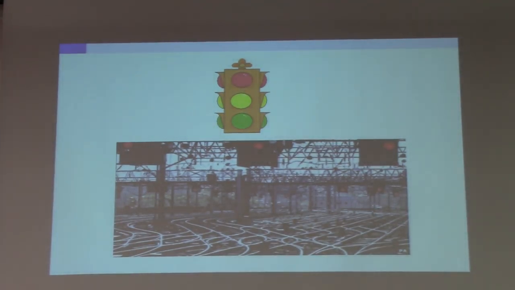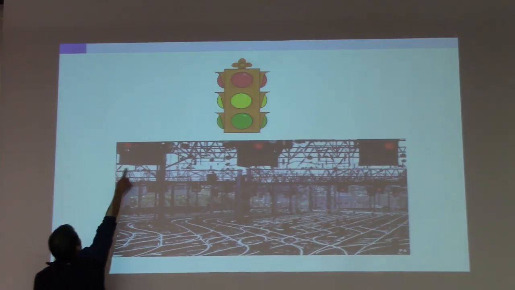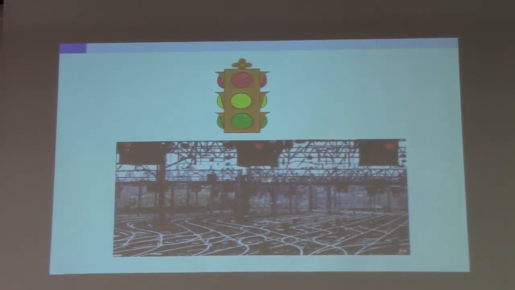So, I explained to you what a semaphore is about, right? At the very beginning of the discussion on transactions, we talked about semaphore. And semaphore was invented a long time ago for controlling trains coming in and out of a train station, right? We have many tracks, they come together. How do you avoid collisions from different trains on different tracks? Well, you use semaphore, right? So this is semaphore. These guys are called semaphore.